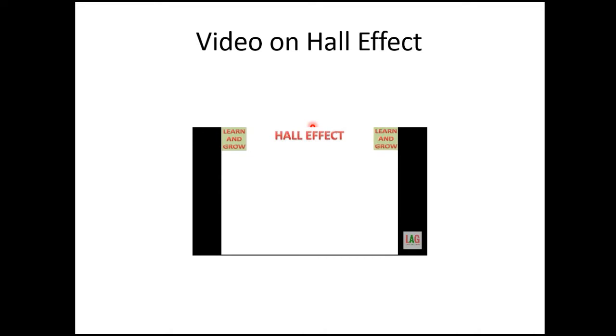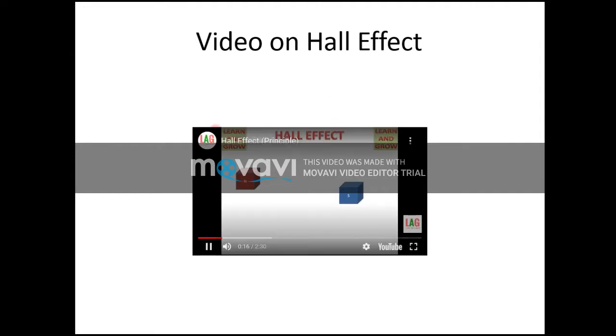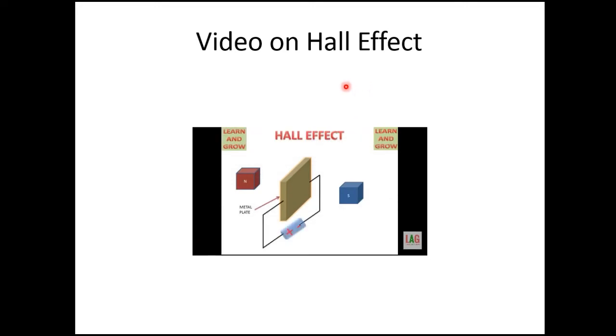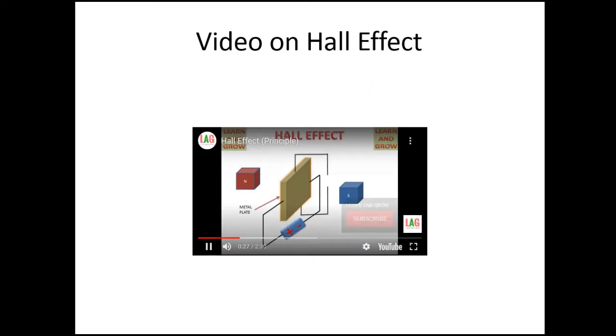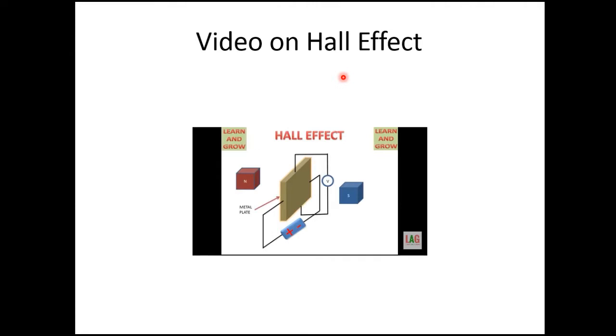As you can see in this video, which has been taken from YouTube, we have the magnetic field here. As you can see, N and S, north and south poles are there, producing the magnetic field, and there is a metal or semiconductor slab in between. We are applying current across this slab.